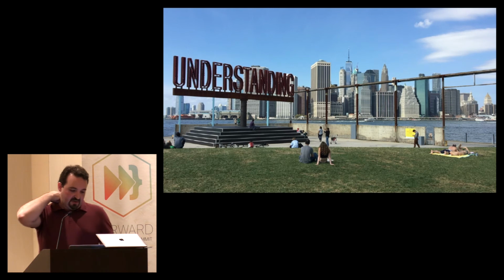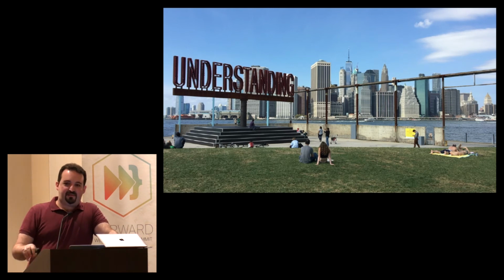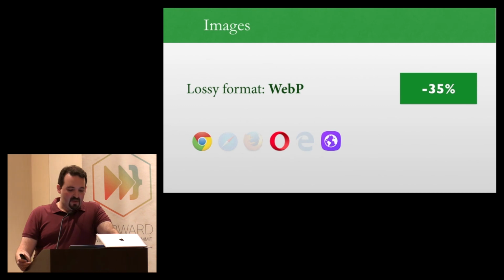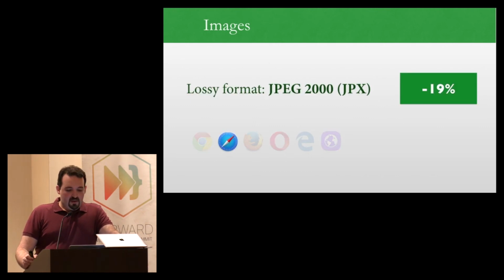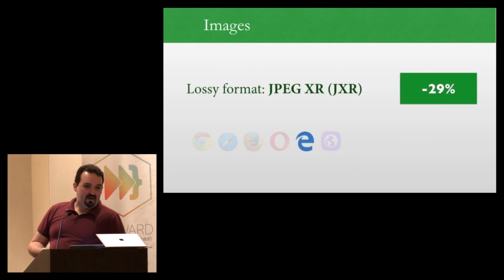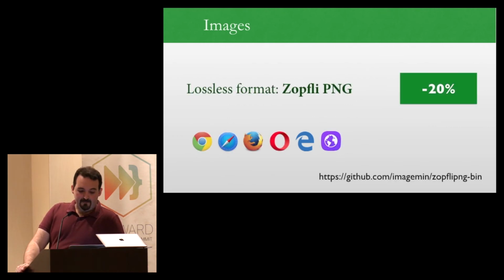I took this picture in New York a couple of months ago. I used it as an example of how we can save data without changing compression or losing quality, okay? And you have WebP. With WebP, we can save 35% of the bytes. The problem with WebP is that it works on Chrome, Opera, and Samsung Internet only. JPEG 2000 is Safari only. I don't know if you even know that we have a format with that name. You can save 19%. JPEG XR is on Edge only, 39%.